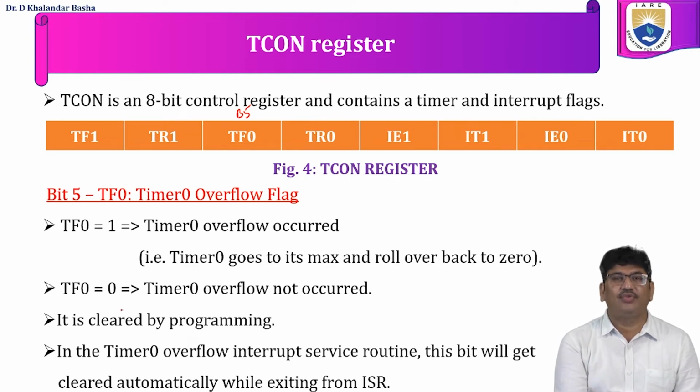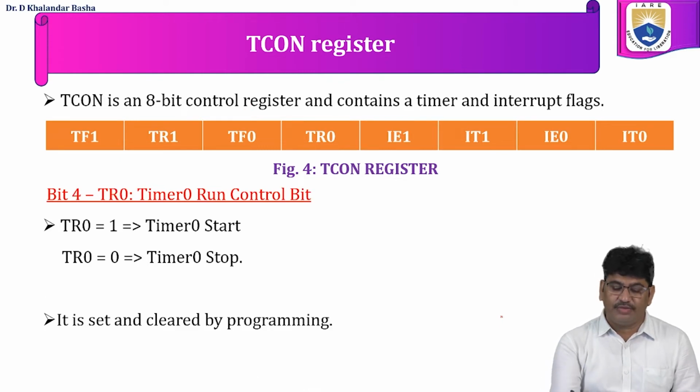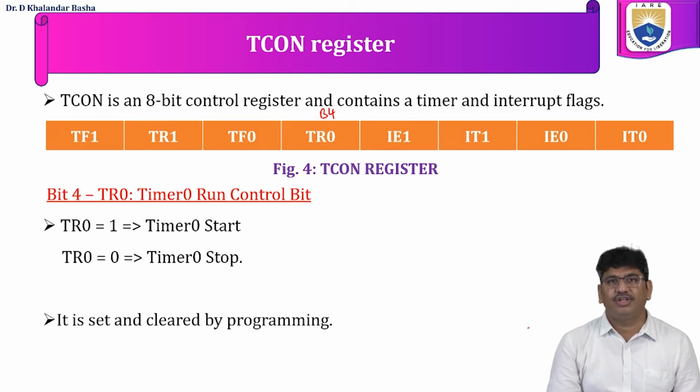If TF0 is equal to 0, it indicates the timer 0 overflow has not occurred. This bit TF0 can be cleared by programming it. In the timer 0 overflow interrupt service routine, ISR, this bit will get cleared automatically while coming out of the ISR.